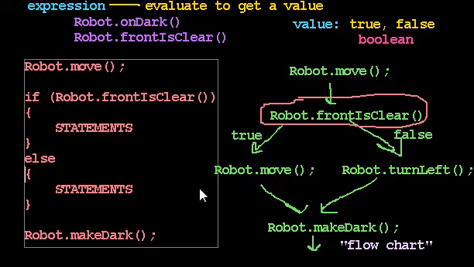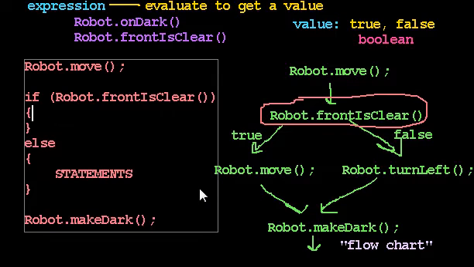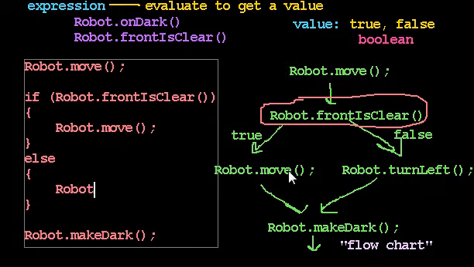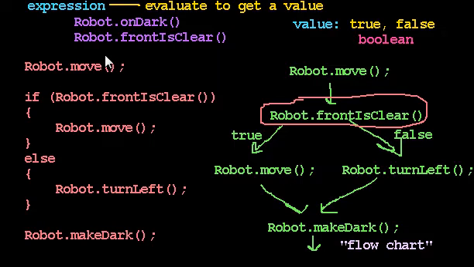In general, I'm going to have statements there. Specifically, if I'm writing out the program to correspond to my flowchart on the right, I'm supposed to move if the front is clear, and turn left if the front is not clear. So if the front is clear upon moving, we'll move and then make dark. If the front is not clear after the move, we will turn left and then make dark. Why would we want to do this? I don't know, but it's a wonderful illustration of what it looks like to use an if.